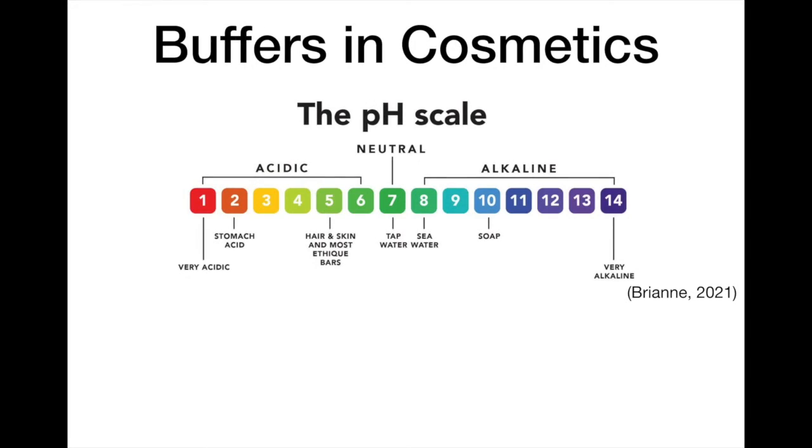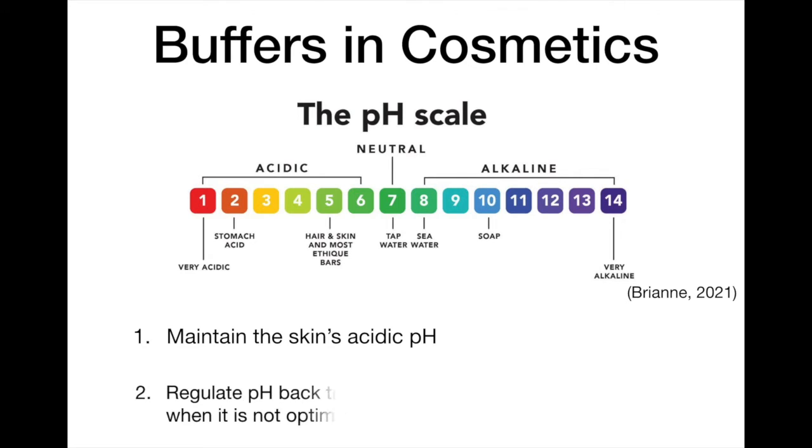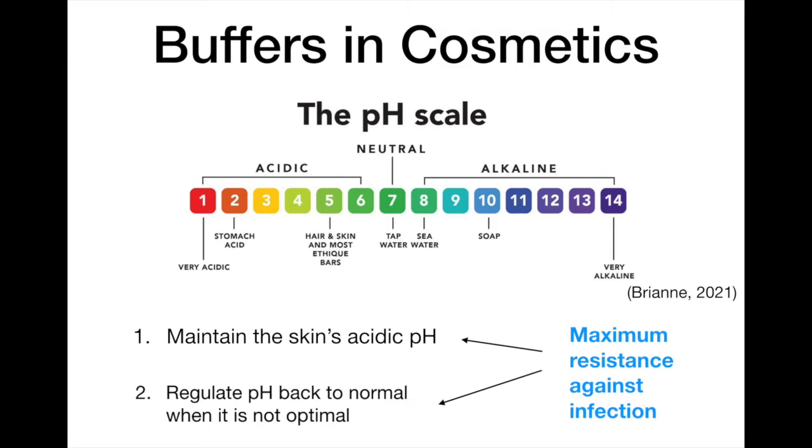The purpose of including buffers in makeup is to maintain the skin's acidic pH or to regulate the pH back to normal when it is not optimal. Without buffers, makeup is often quite alkaline, diminishing the skin's acidic protection and increasing one's susceptibility to disease. However, the use of buffers will resist the skin's change in pH with cosmetic application to provide maximum resistance against bacterial infection. Your next question might be, where else do we find buffer systems?